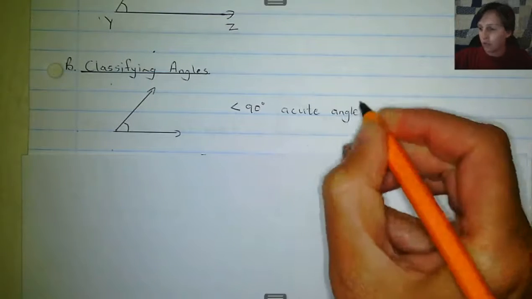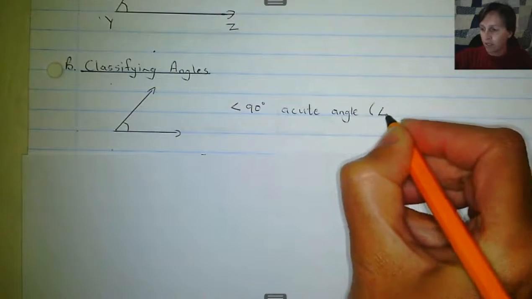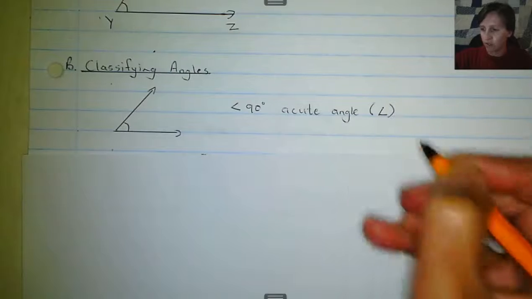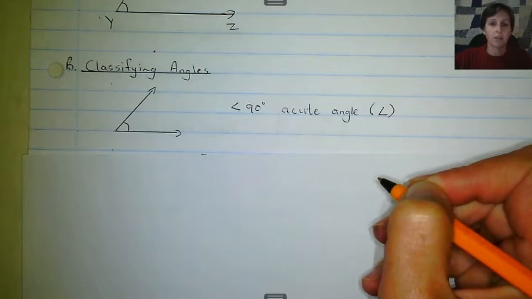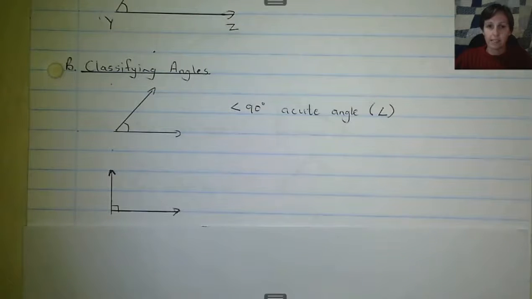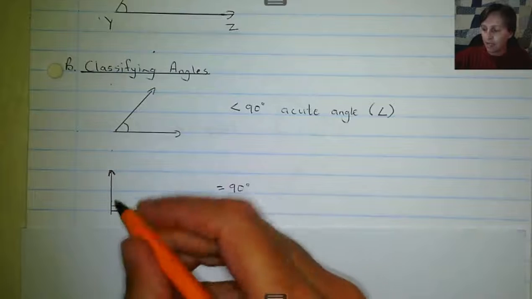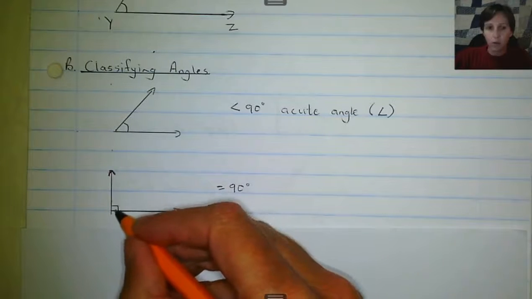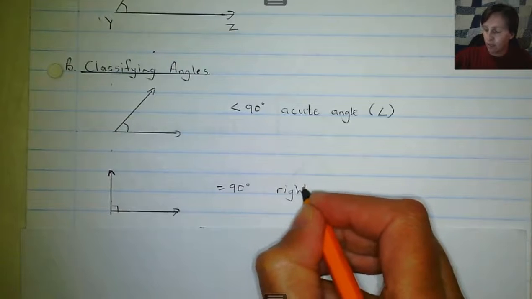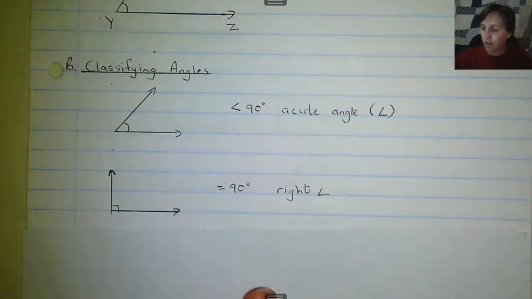Remember our abbreviation for angle: instead of writing angle every time, we can write a sort of an L with a little bit more of a slant. That is the symbol for an angle. Our next angle is exactly 90 degrees. So if it equals 90 degrees exactly, in other words it's a square corner, we call that a right angle. So we're going to write it as an abbreviation, our right angle.